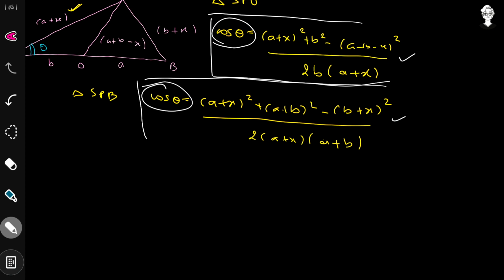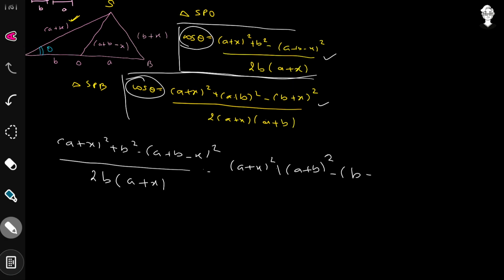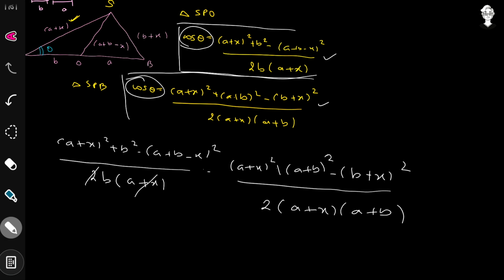So the RHS of the first one is (a plus x) the whole square plus b square minus (a plus b minus x) the whole square, upon 2 times b times (a plus x), and this is going to be equal to (a plus x) the whole square plus (a plus b) the whole square minus (b plus x) the whole square, and in the denominator it is going to be 2 times (a plus x) multiplied with (a plus b). Now we can see that 2 times (a plus x) and 2 times (a plus x) got cancelled out, and we need to open these brackets in the numerator also.